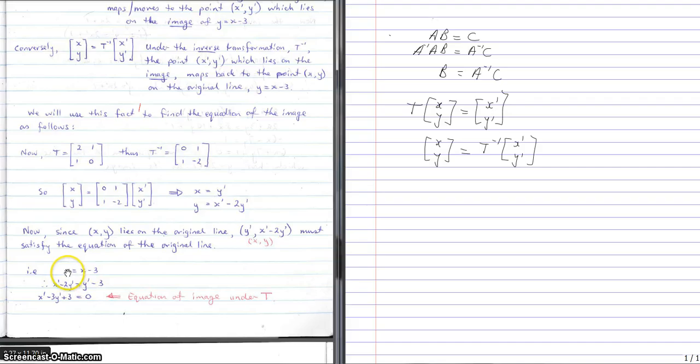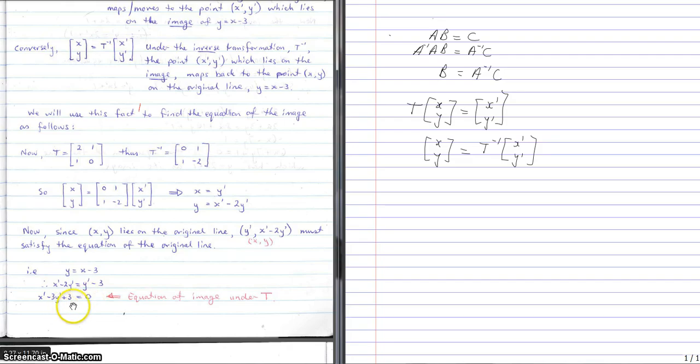So y becomes x' minus 2y', and x becomes y'. We've just substituted those in here. And thus our equation of the image, by rearranging, becomes x' minus 3y', because we've got minus 2y' minus another 1y', minus 3y' plus 3 equals 0.